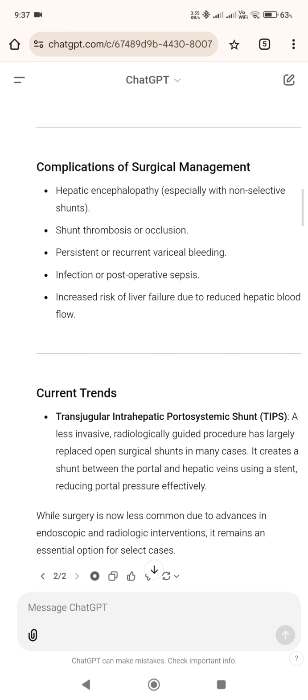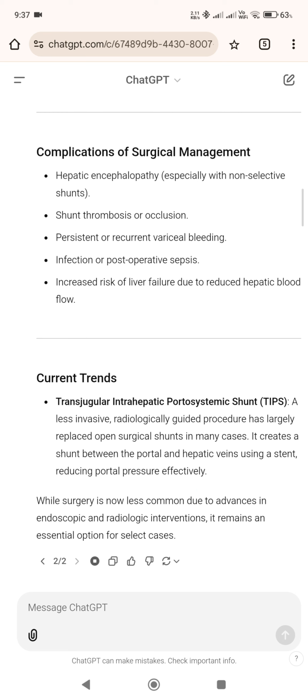Complications of surgical management: hepatic encephalopathy, especially with non-selective shunts. Shunt thrombosis or occlusion, persistent or recurrent variceal bleeding. Infection or post-operative sepsis, increased risk of liver failure due to reduced hepatic blood flow.